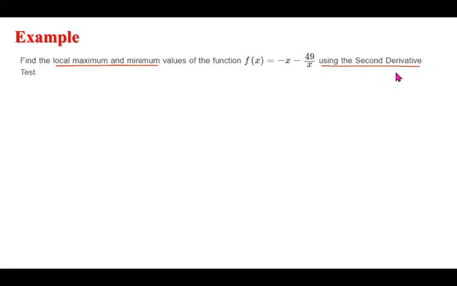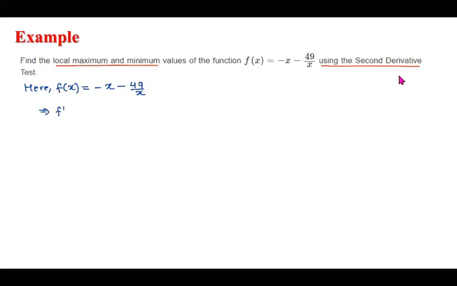We are not using that sign chart. Instead, we are using the second derivative to determine whether the function has a maximum or minimum value, and what is that maximum or minimum value. So let's start with the given function. Here, the function is f of x equal to negative x minus 49 over x. Because we are using the second derivative test, let's find both the first and second derivative.